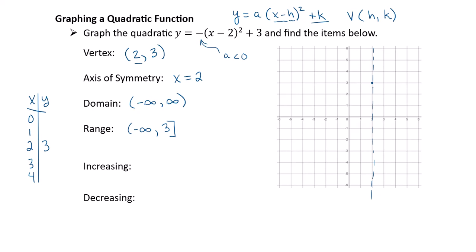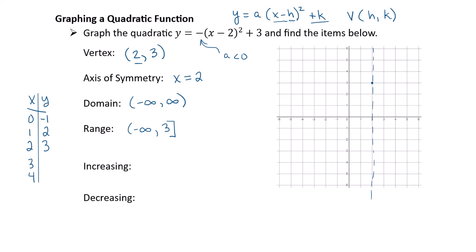Let's start with 0. 0 minus 2 is negative 2. Negative 2 squared is positive 4. Positive 4, we're taking the opposite of that, so that's negative 4 plus 3. That's going to be a negative 1. Let's try with 1 now. 1 minus 2 is negative 1. Negative 1 squared is positive 1. Then we're taking the opposite of positive 1, which makes that negative 1. And negative 1 plus 3 is 2.